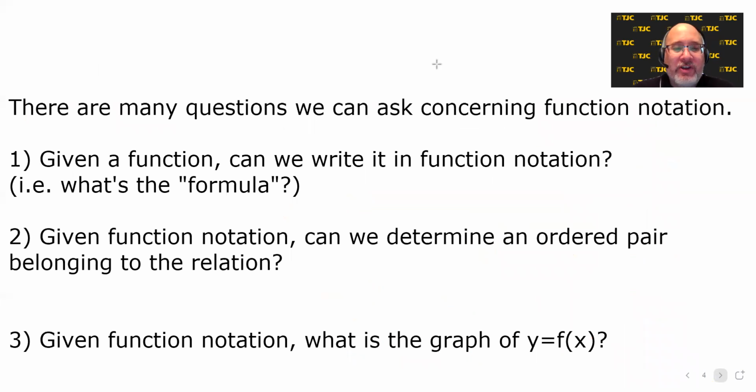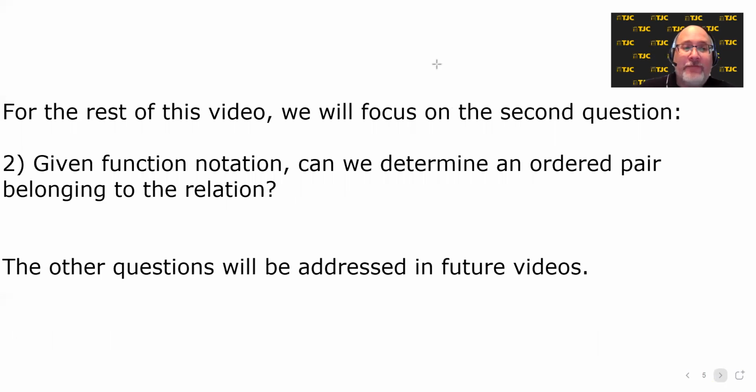And the third question is, given function notation, what is the graph of y equals f of x? Because after all, a function in function notation is a function, which is a relation, which is a set of ordered pairs, which can be turned into dots and made a graph. So later on, we'll be doing that. In fact, for the rest of this video, we'll focus on the second question. Given function notation, can we determine an ordered pair belonging to the relation? And the other questions will be addressed in future videos.